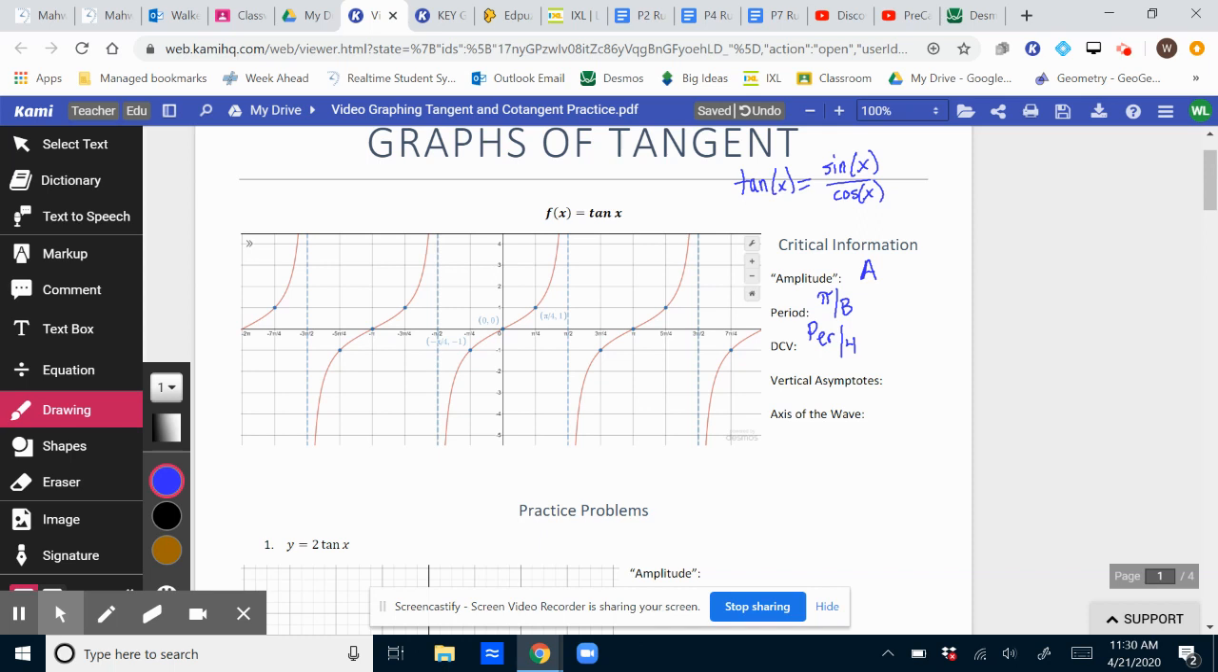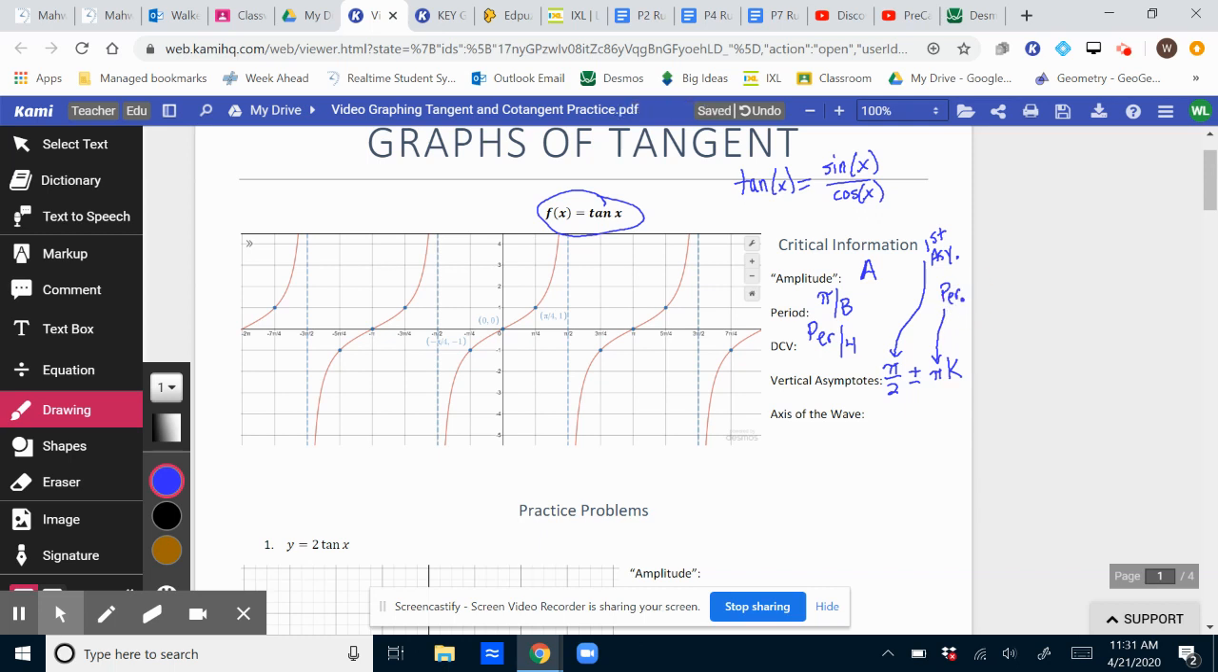All right, vertical asymptotes. So this is how you write them. Every time they're going to be a little bit different, but for the parent function, it's pi over 2 plus or minus pi times k. That would be the specific correct answer for this parent function. But in general, it is the first asymptote plus or minus the period times k.